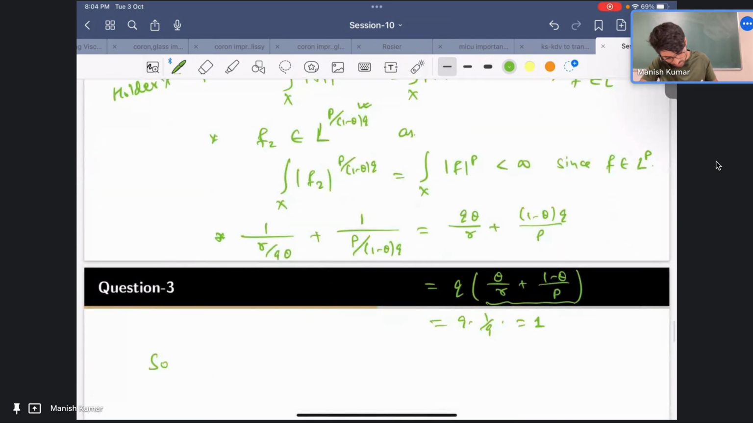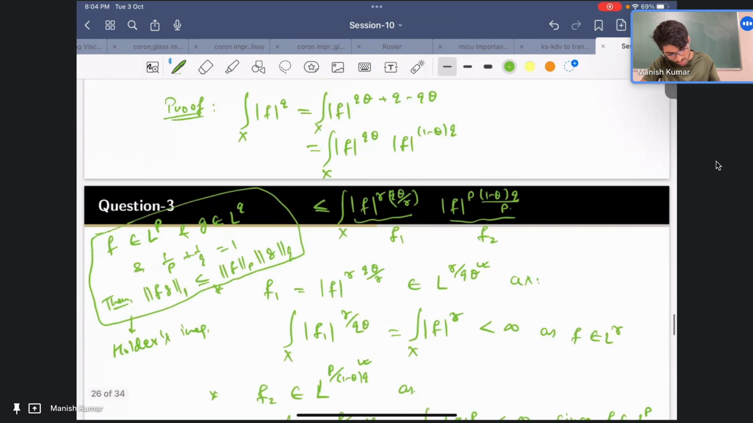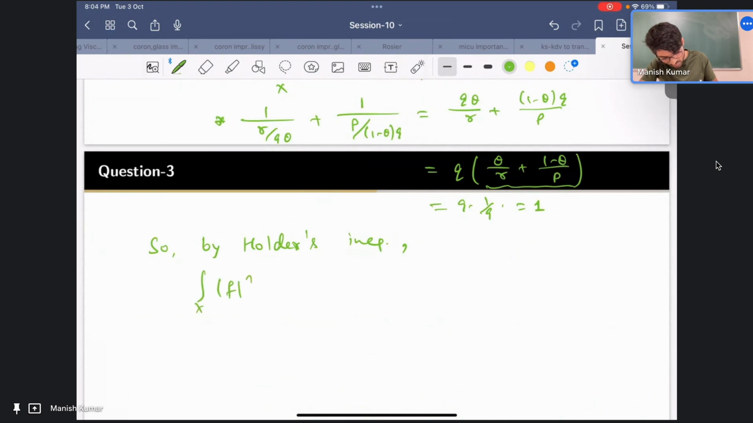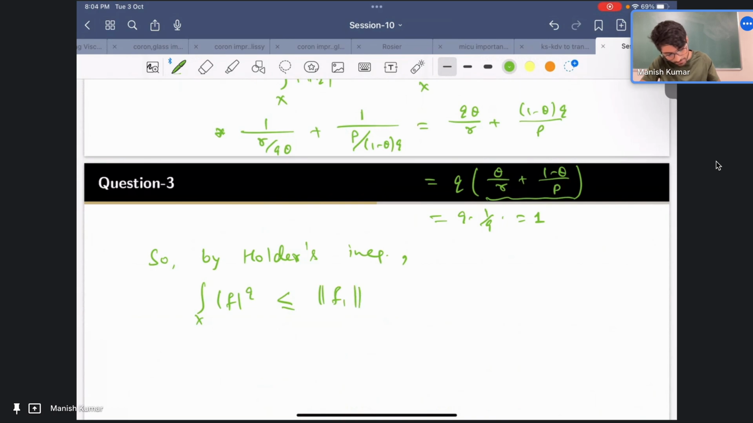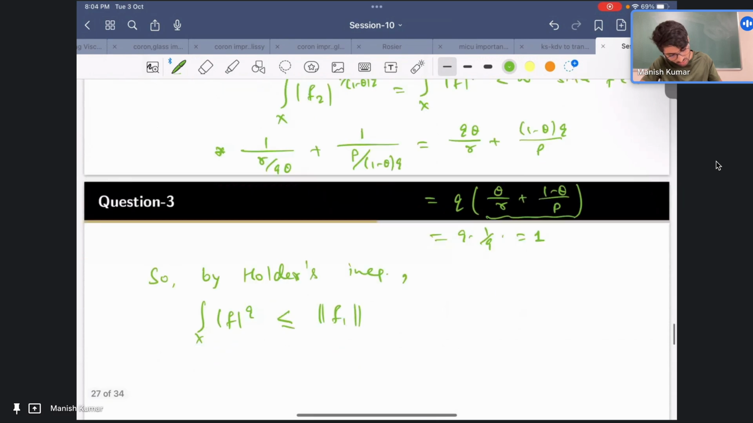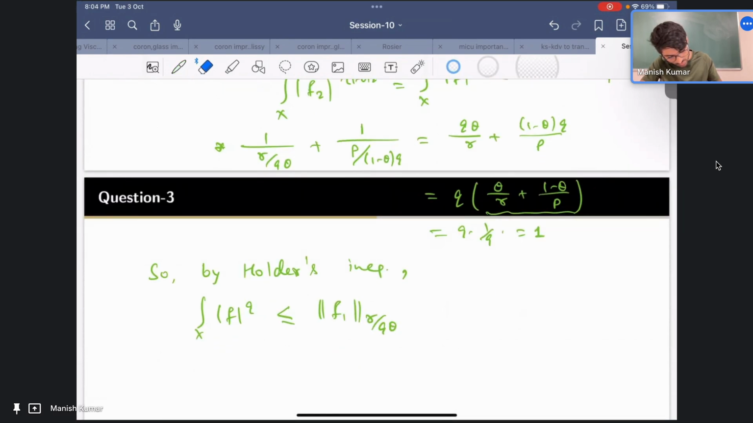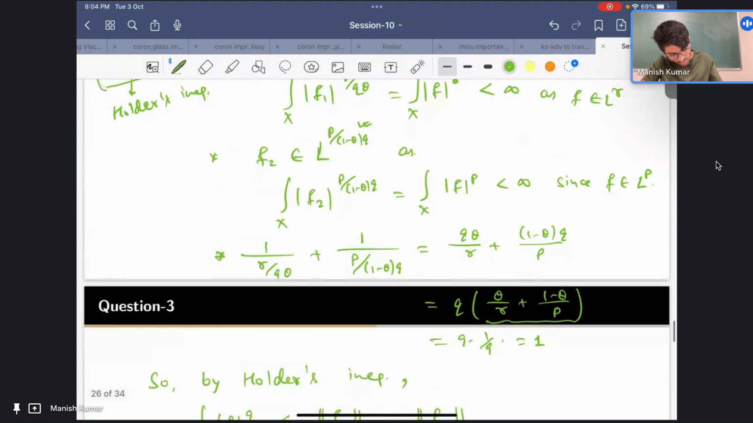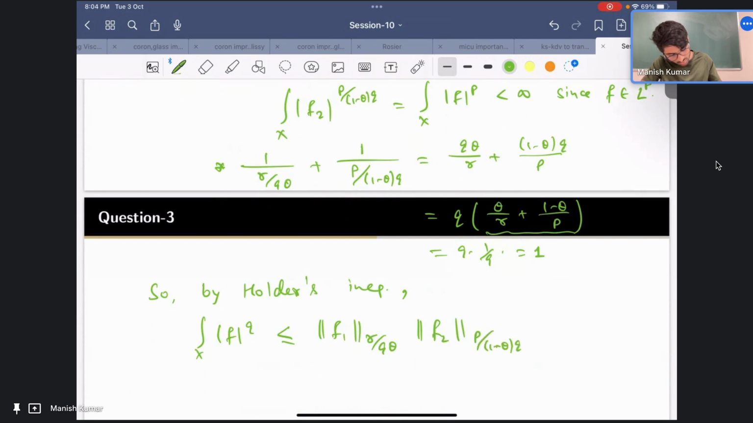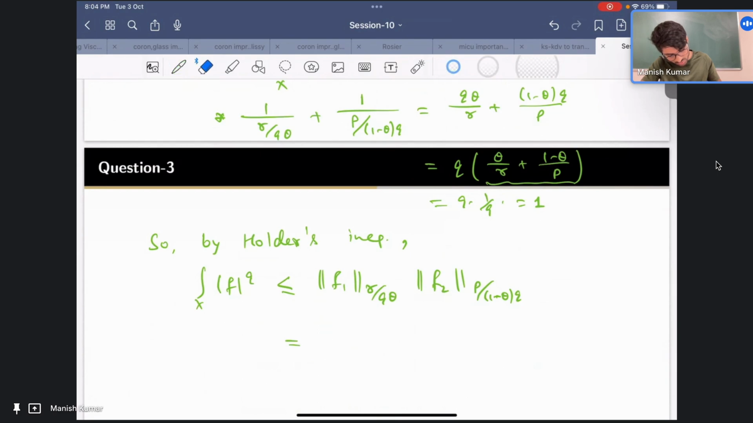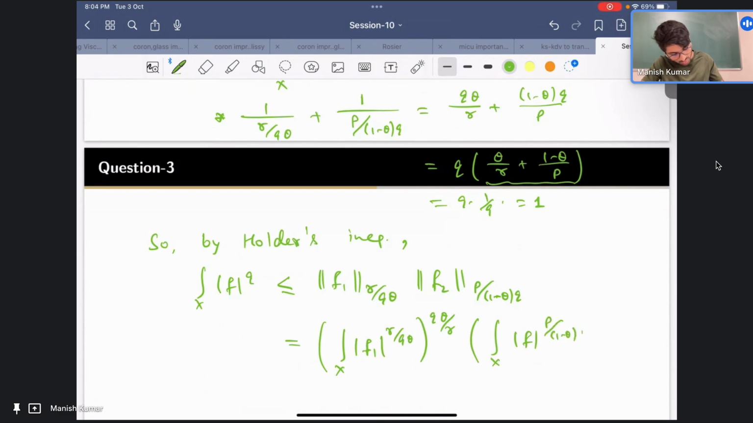Okay, so by Hölder's inequality, what I can write is that mod f^q is less than or equal to mod f1 raised to R by Q theta, in which f1 is raised to the power R by Q theta, into f2 raised to P by 1 minus theta Q. So this is nothing but integral of mod f1 raised to Q theta by R, and integral of mod f^P raised to 1 minus theta Q over 1 minus theta Q by P.